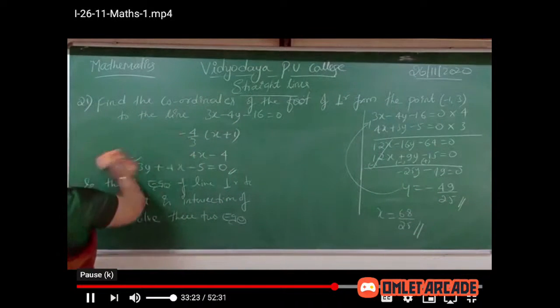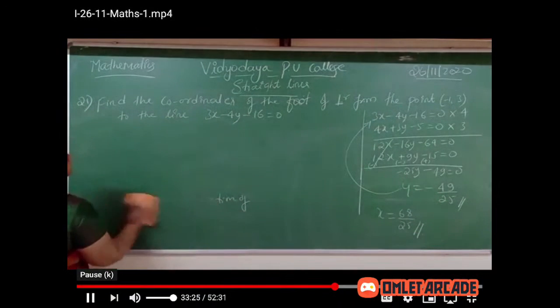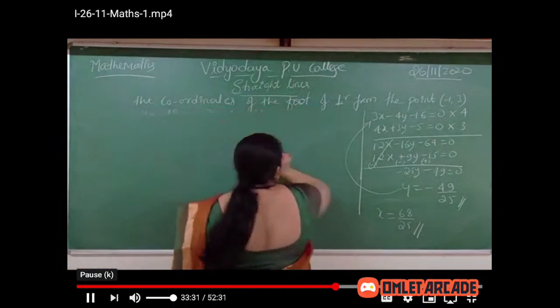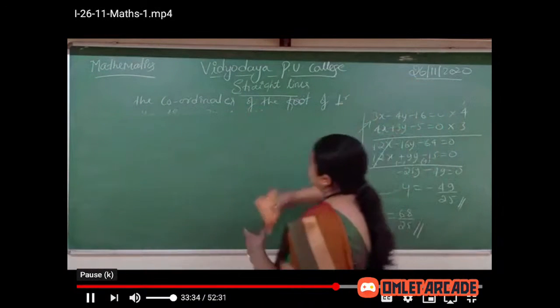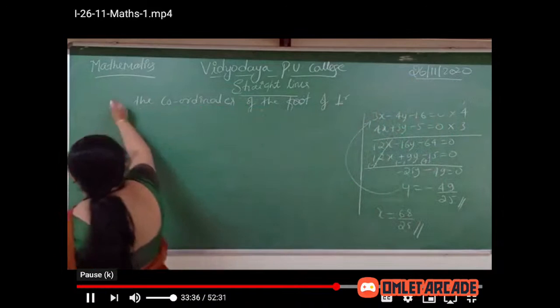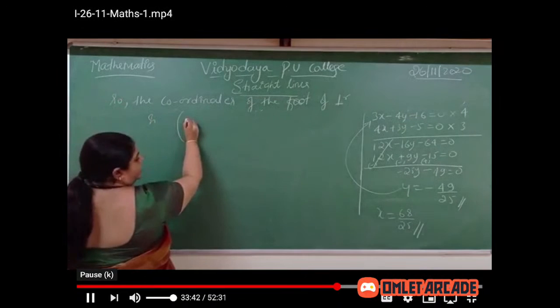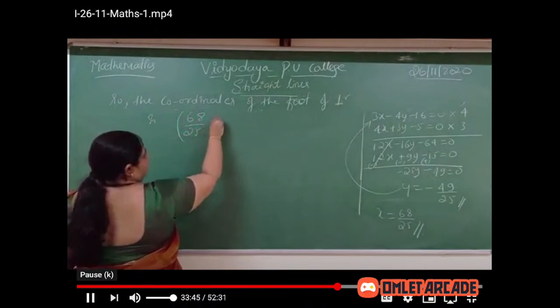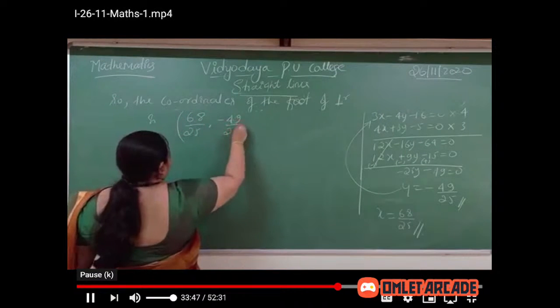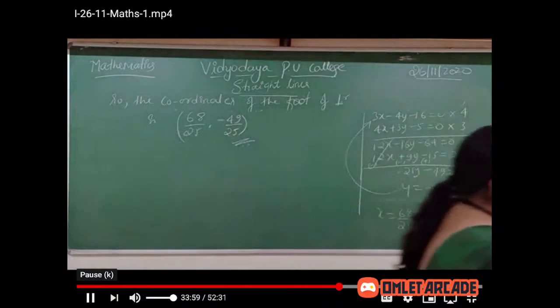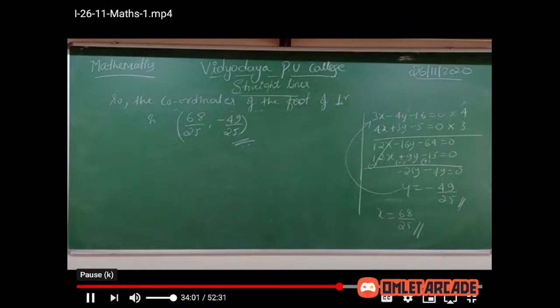Let me conclude it here now. Conclusion. See, the coordinates of the foot of perpendicular, we'll write in ordered way: 68 by 25, minus 49 by 25. This is the coordinates of the foot of perpendicular. All are concept based questions, students. You can solve the problem only by understanding the question properly.